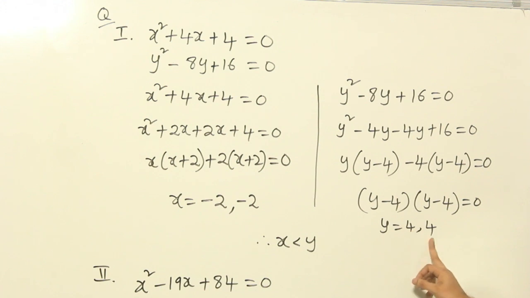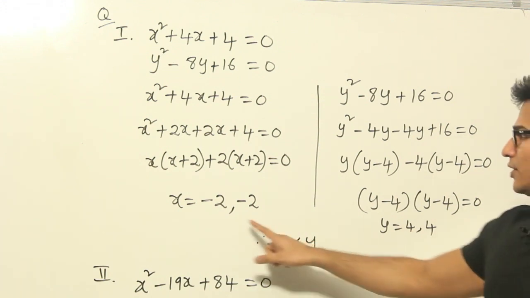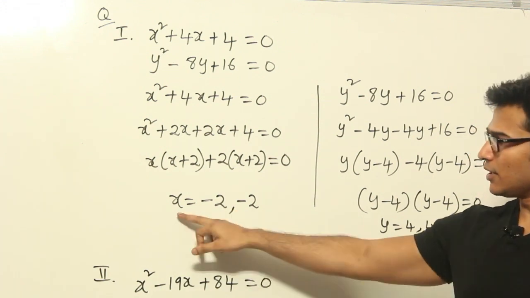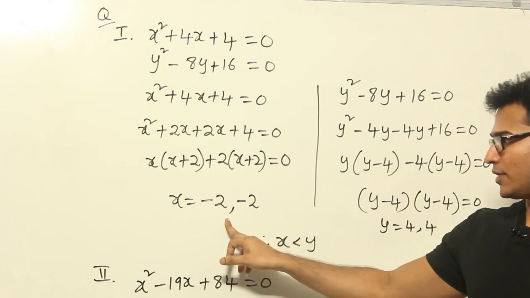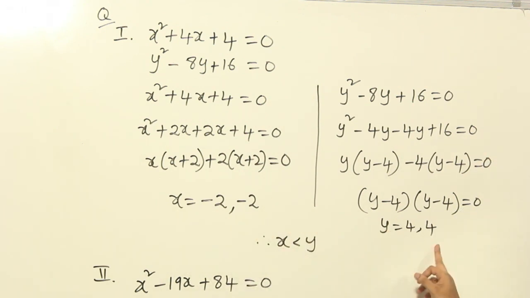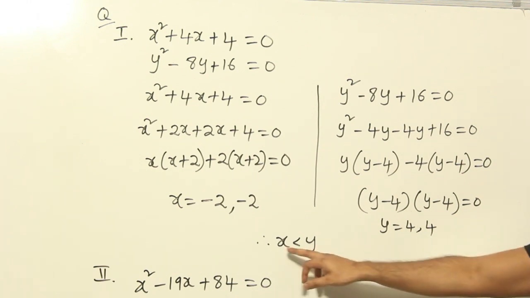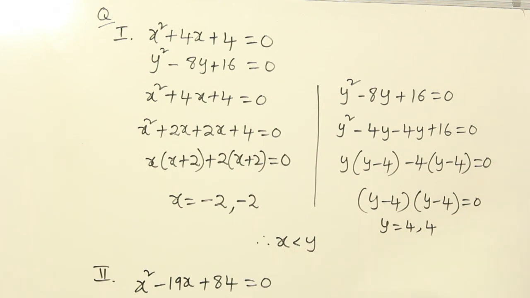Now if you compare the roots of this equation and the roots of this equation, the value of x is always less than the value of y, isn't it? Because minus 2 is always less than 4, so we can write x is less than y.